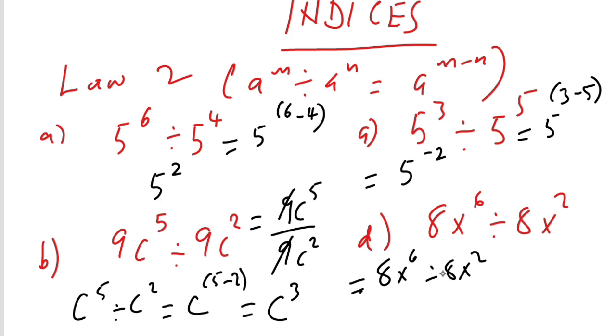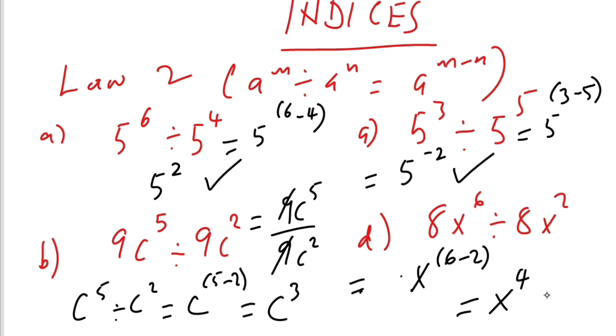Now for the other one, 8x to the power of 6 divided by 8x to the power of 2. So there's one which will cancel the other. 8 divided by 8, 8 will cancel out, gives you 1. So for the other one, x to the power of 6 divided by x squared is just 6 minus 2. So your answer should be x to the power of 4. Yeah, so these are your answers. Very easy question.